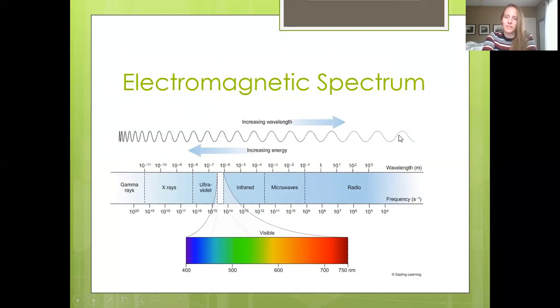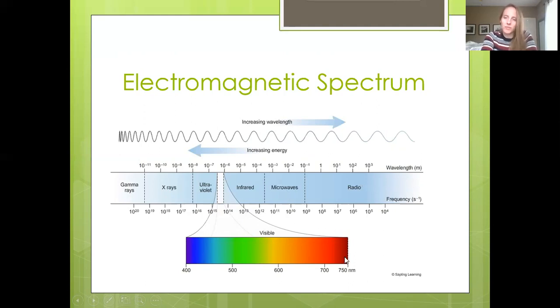Long wavelengths, so wavelengths that take up a lot of space, have lower frequencies and lower energies. So from highest energy to lowest energy, we have gamma rays, X-rays, UV rays, visible light, which is down here, infrared, microwaves, and radio waves.